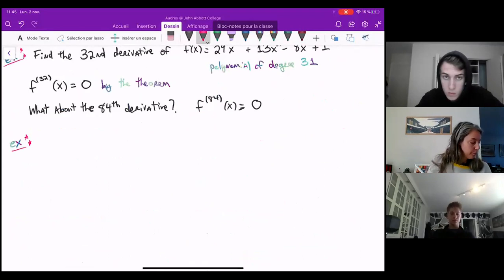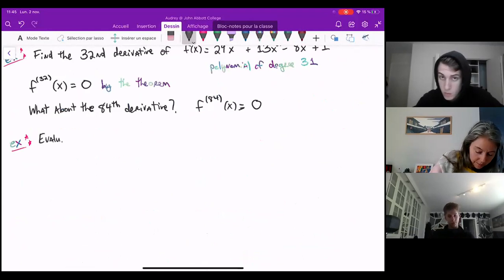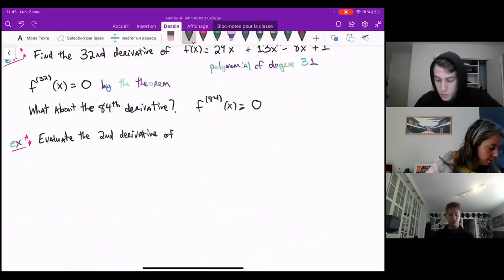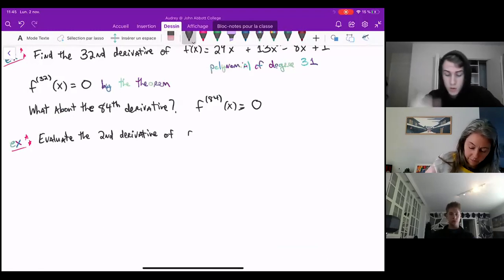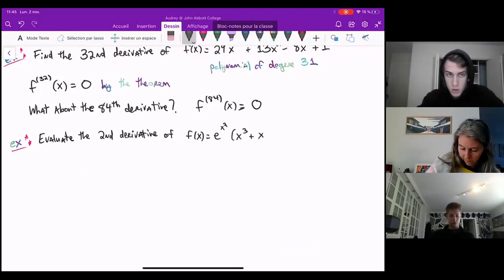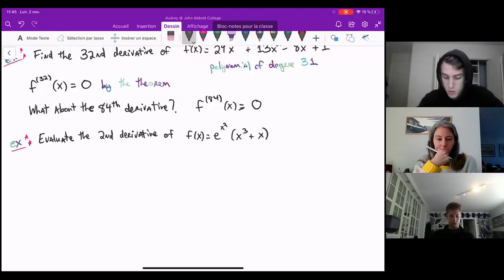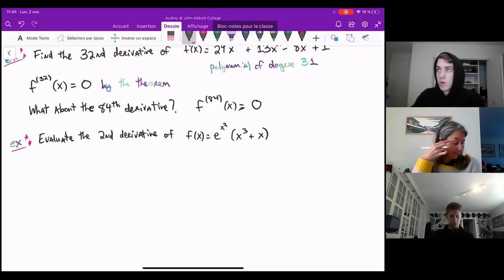So find, evaluate the second derivative of f of x.